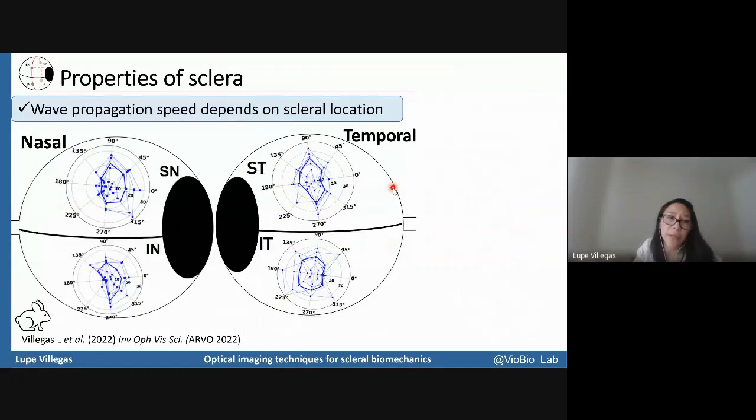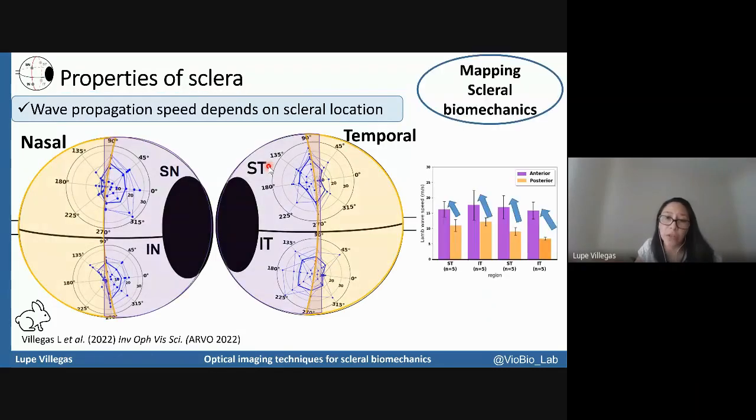A good thing that we get with that is that the wave propagation speed depends on the scleral location and the direction in all of the zones. Also, we can identify differences between the zones that are close to the limbus in contrast to the zones that are close to the optic nerve. Also, we can get the shear modulus from the Rayleigh-Lamb equation.